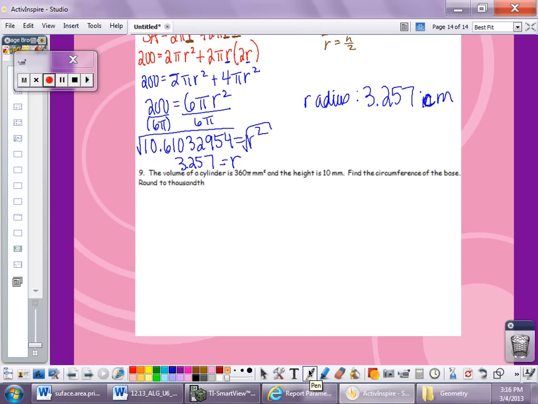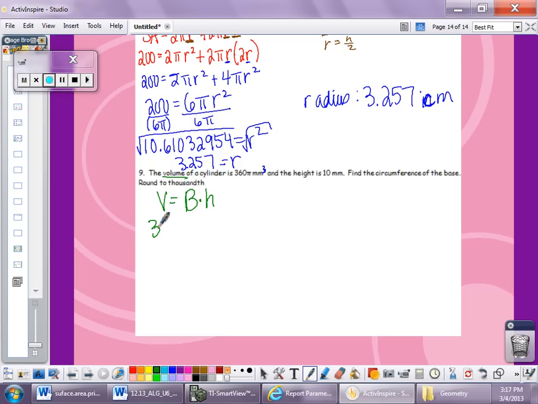And the final one for today: the volume of a cylinder is 360 pi millimeters cubed, and the height is 10 millimeters. Find the circumference of the base, rounded to the nearest thousandth. So I am talking about volume, so I just start with the equation. Volume equals the base, and remember, it's a big B because that's the area of the entire base.